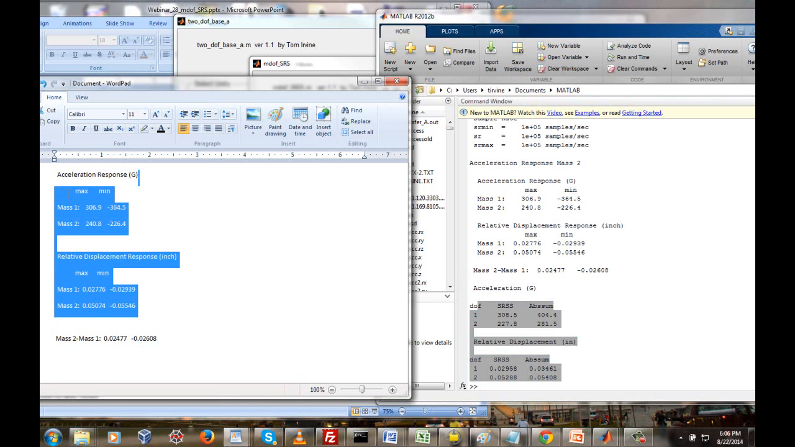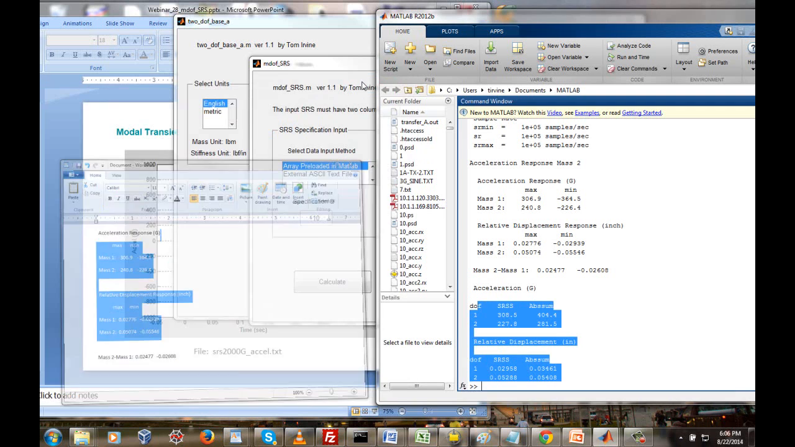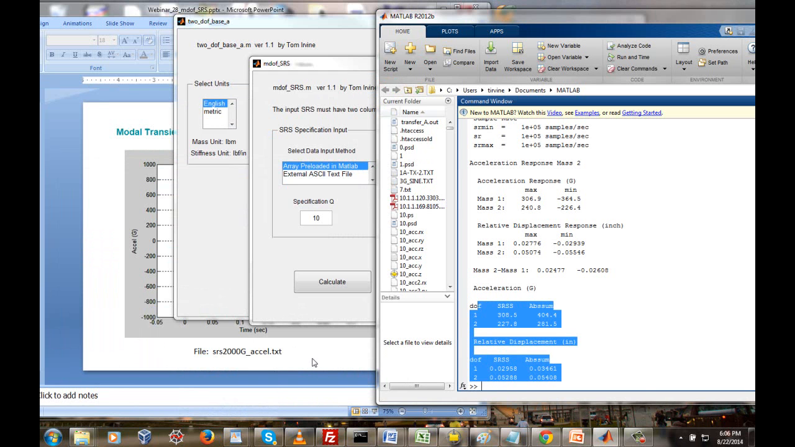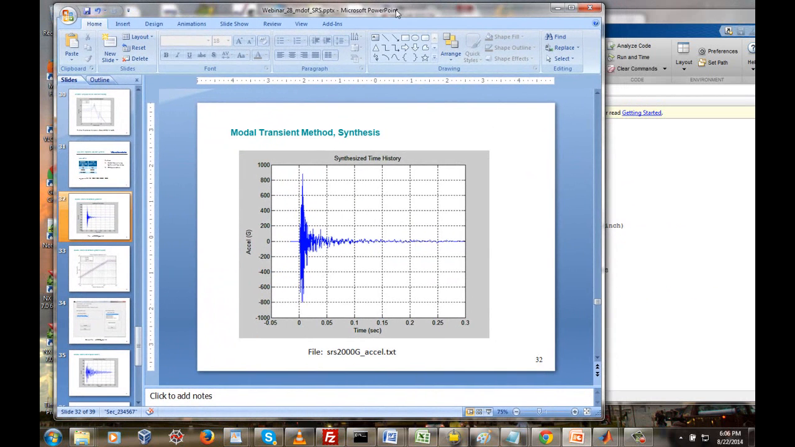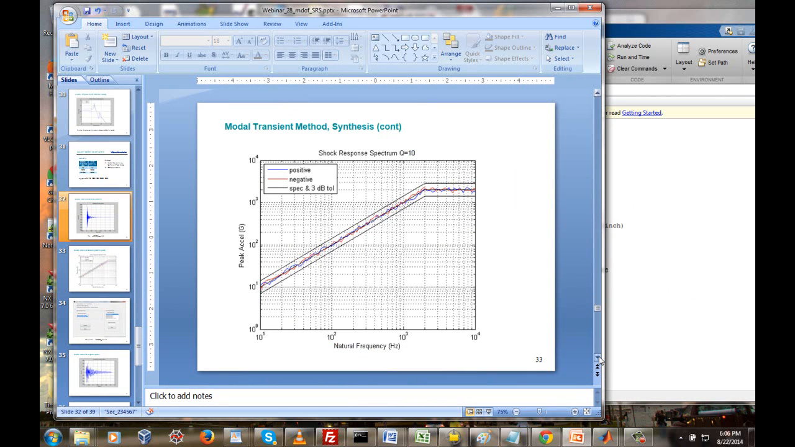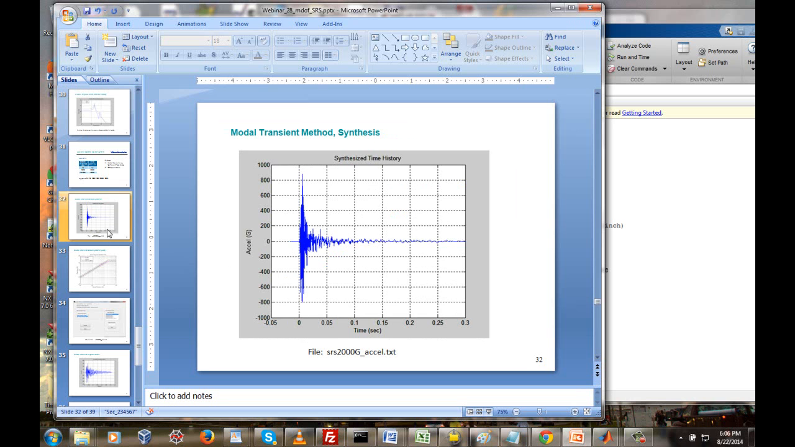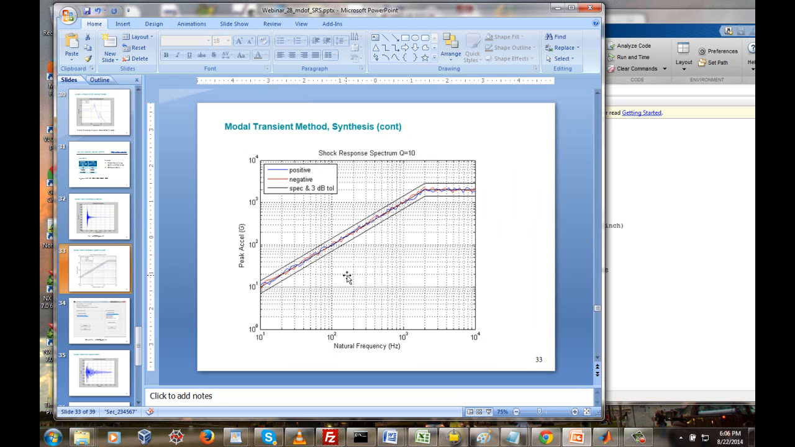So the next thing we're going to do is take these numbers and take our modal transient results, and let's put those all together in one table so we can get a good idea of what's going on. So back to the PowerPoint slides, and I think I've just got some things you've seen before here. So this was our synthesized pulse. Oh, I should have showed this to you. Better late than never.